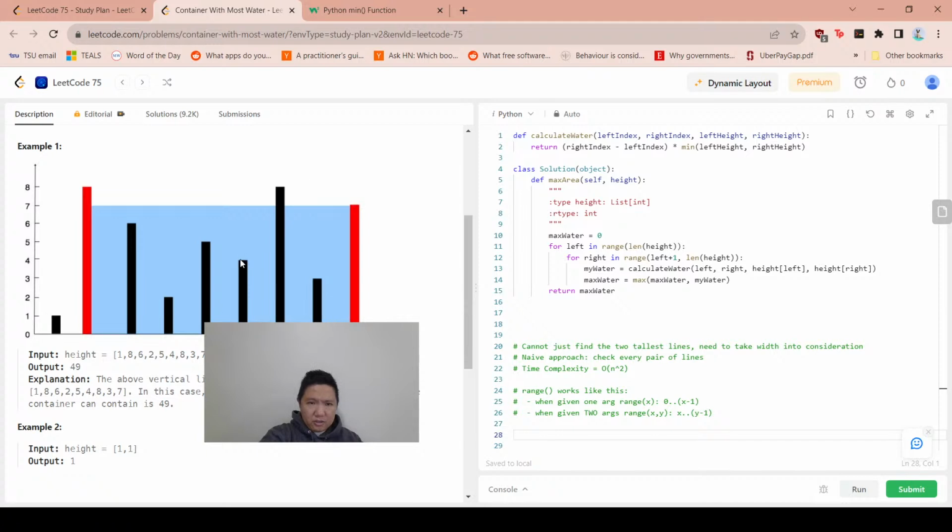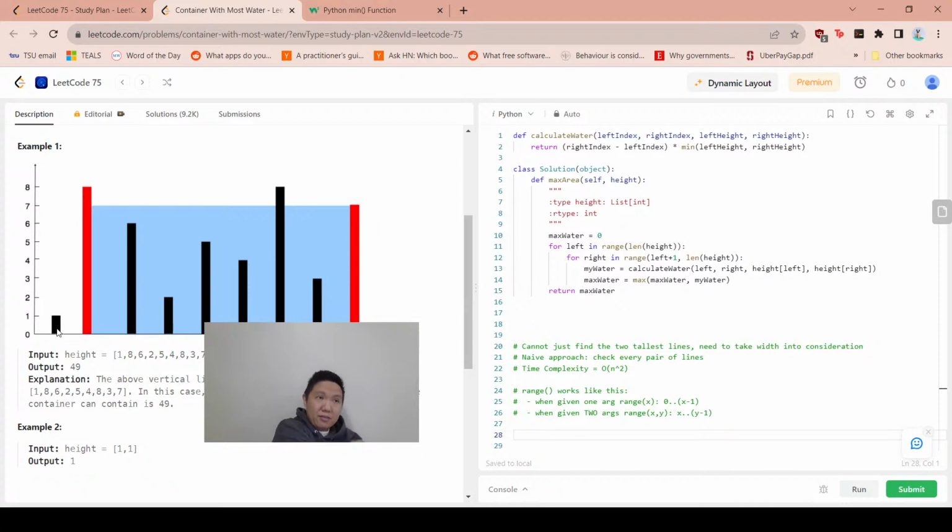Because everybody's taller than him. It's the furthest away, and everybody's taller than him. So there is no way, right? There's no way that you'll find anybody better. So this is his best candidate.